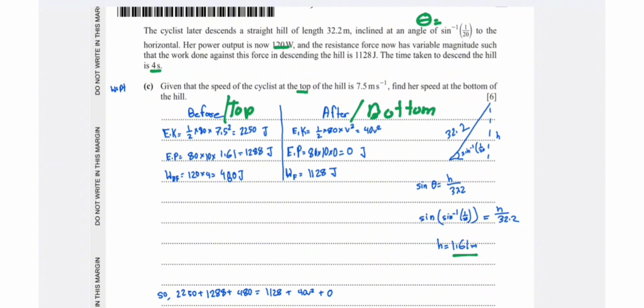At the bottom, since the cyclist is moving towards the bottom, at the ground level the gravitational potential energy is 0, because the vertical height is 0. And what is the kinetic energy? Kinetic energy is equal to half mv square, where we need to find the speed at the bottom. So we write this expression in terms of v, the speed at the bottom. And we have been given that the work done against resistance, or work done against friction, is 1128 joules.